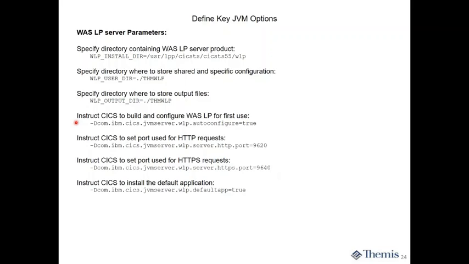Auto configure true. I'm saying, hey, CSS, if you don't find a thing called JVM or server.xml, which would be in one of the output directories, but if it's not there, then I want it to automatically configure things. So it's going to build something called server.xml, you'll see later on separate slides, for you based upon the options you're choosing within this DFH WLP. Okay?